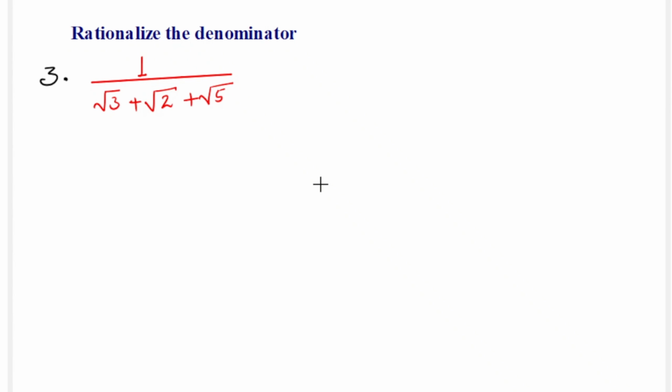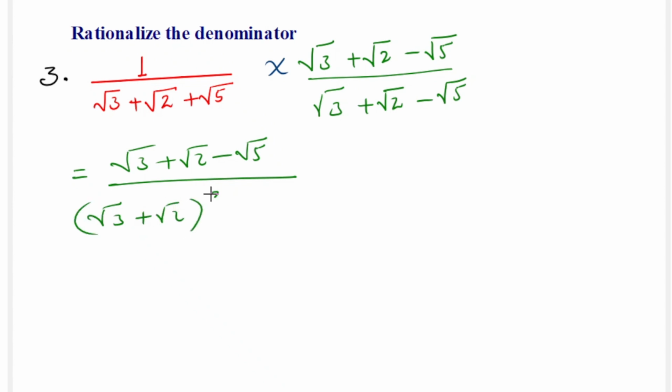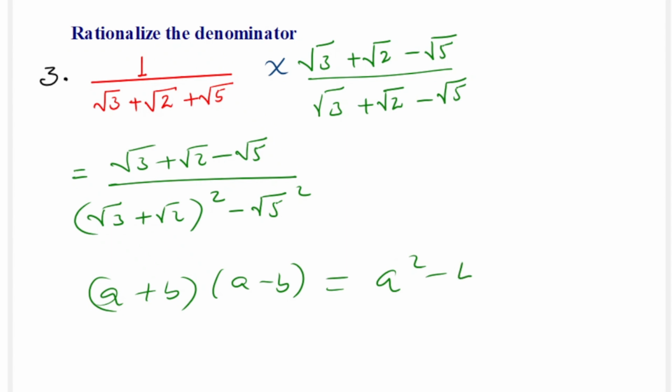Question 3: 1 over radical 3 plus radical 2 plus radical 5. Just multiply the numerator and the denominator by radical 3 plus radical 2 minus radical 5. So this becomes radical 3 plus radical 2 minus radical 5 over radical 3 plus radical 2 the whole square minus radical 5 square, by using the rule a plus b times a minus b equals a square minus b square.